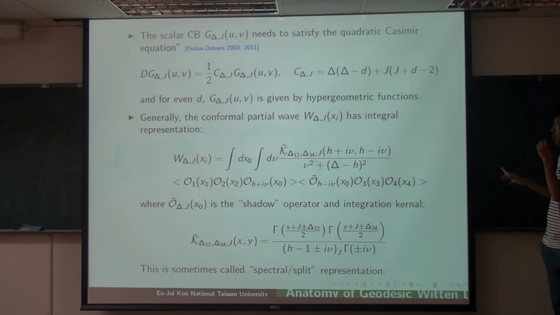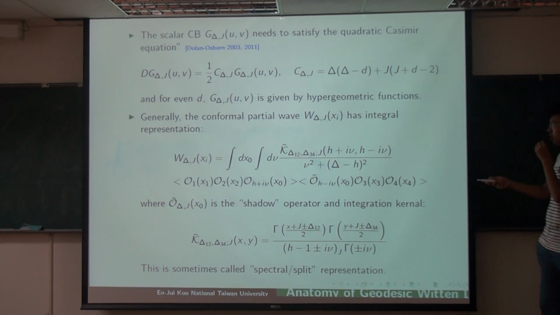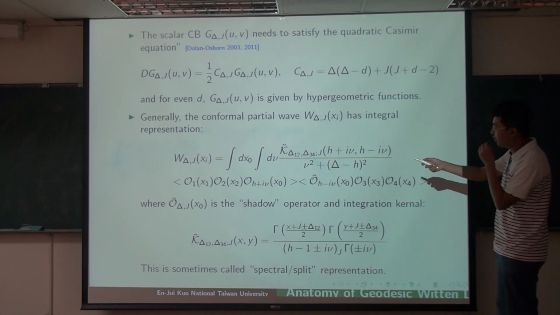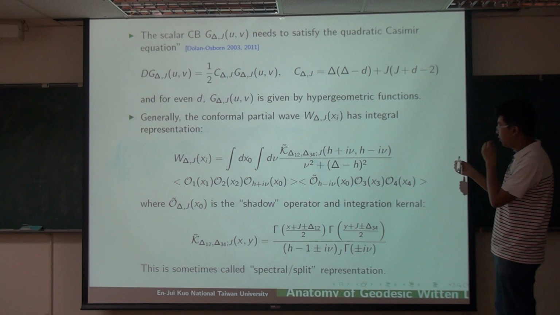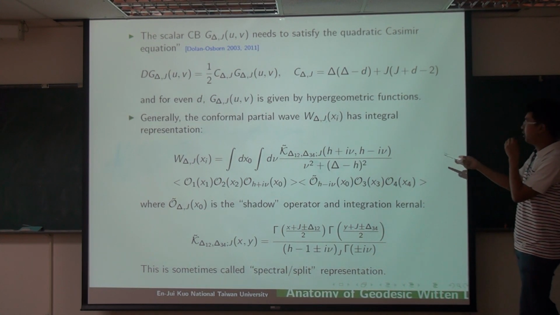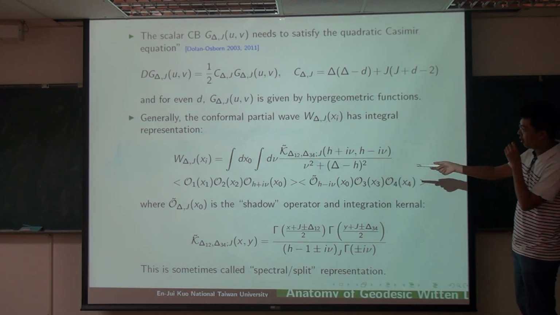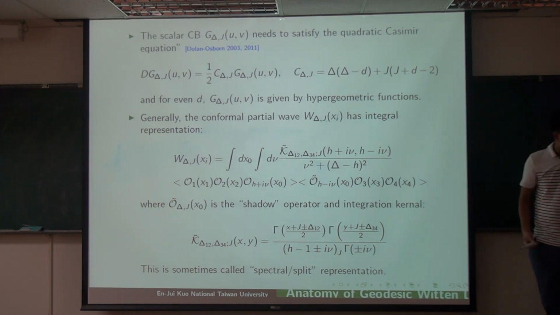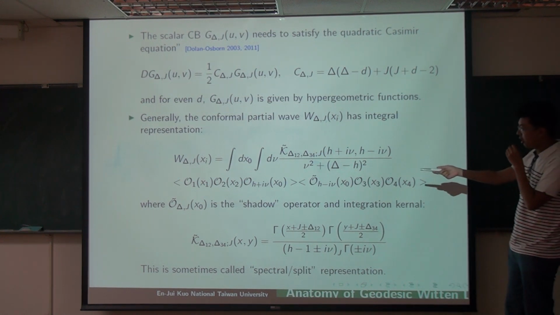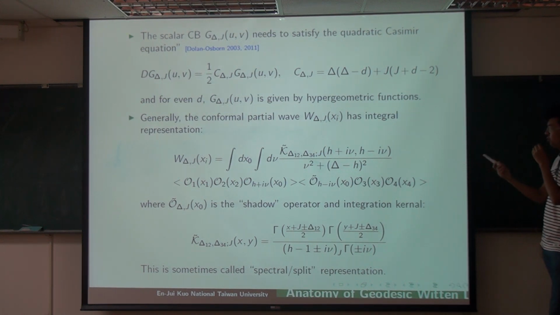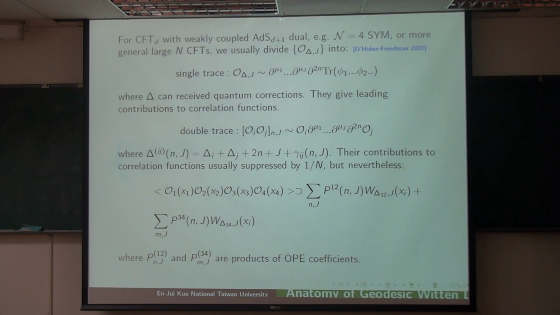This integral representation is very important because it can connect the 4-point function, the left-hand side, this W, and it can be expressed as two groupings of the 3-point functions. And one has the scaling dimension h plus i nu, and this nu is a real number. And this k tilde can be computed.